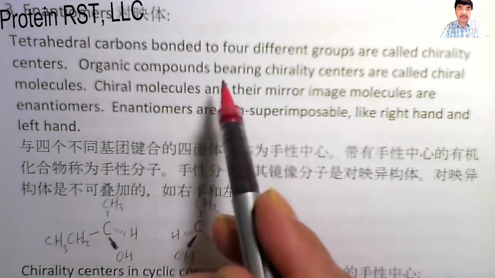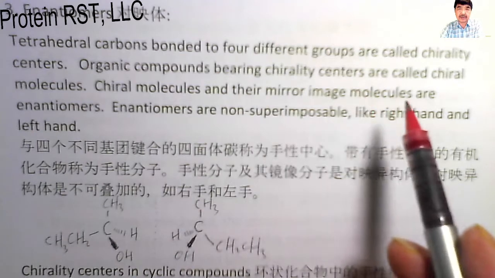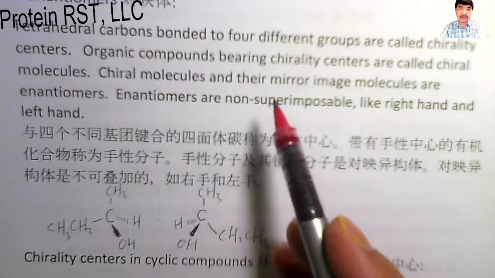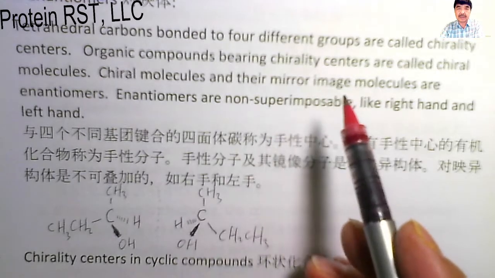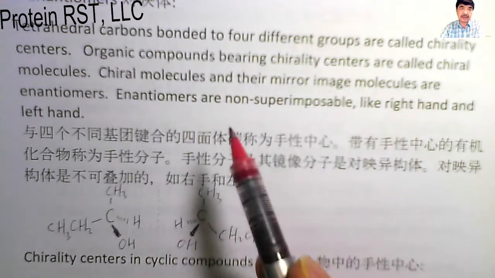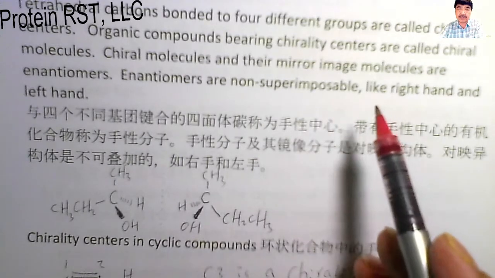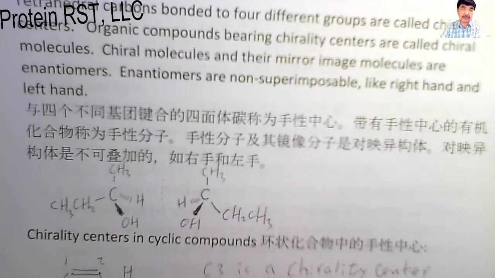Organic compounds bearing chiral centers are called chiral molecules. Chiral molecules and their mirror image molecules are enantiomers. Enantiomers are non-superimposable, like the right hand and left hand.